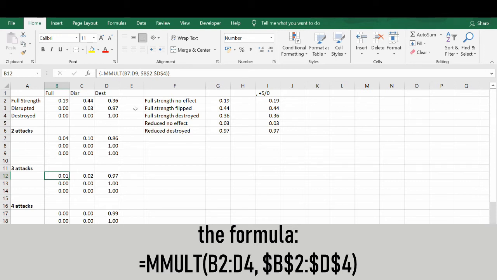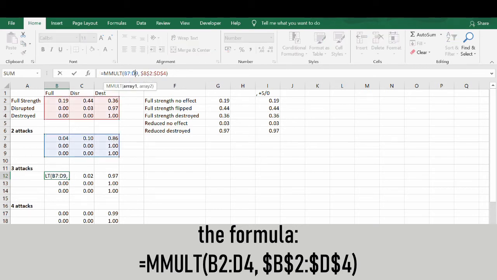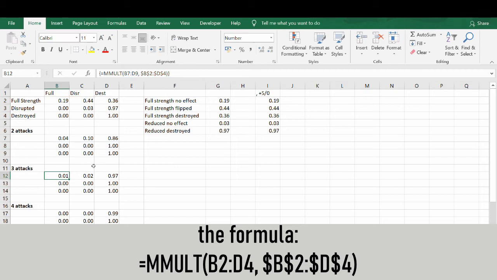If we want to do 3 attacks, here I am in the formula, we multiply the original matrix, which represents 1 attack, by the first matrix we calculated, which represents 2 attacks. So now we have the results for 3 attacks. Then we do the same for 4 attacks, and then 5 attacks, and then 6. And we can carry on doing that.